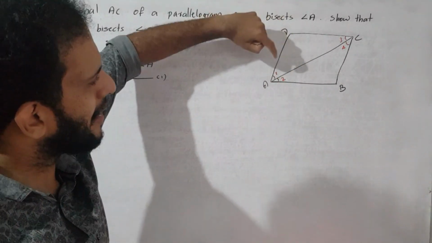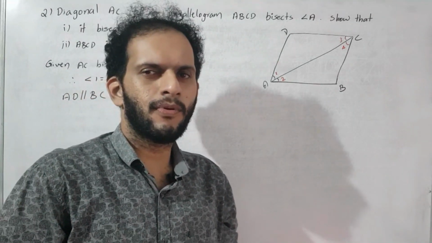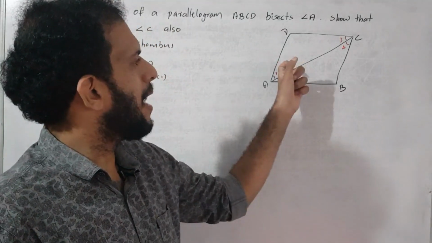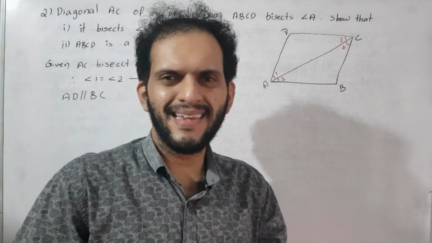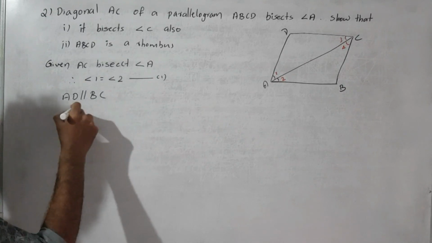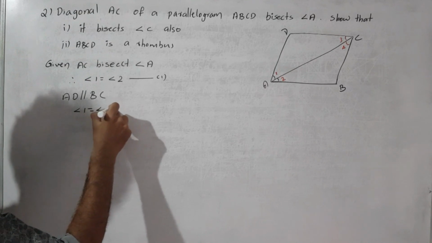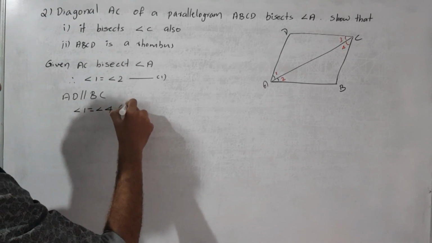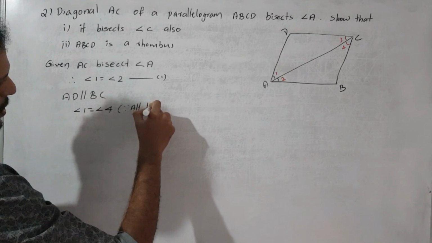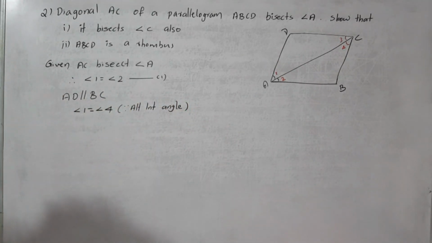Then there we get the angles, angle 1 and angle 4. What we call angle 1 and angle 4? Yes, it's very clear. Angle 1 and angle 4 are alternate interior angle, therefore they are equal. So we get the result, angle 1 is equal to angle 4. What is the reason? Since alternate interior angle. So now we got it the result, angle 1 is equal to angle 4.